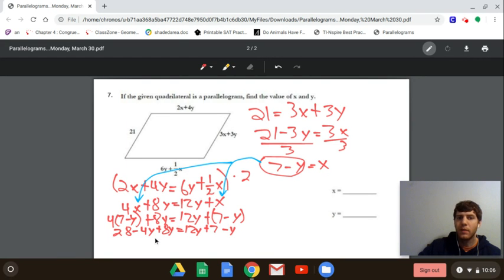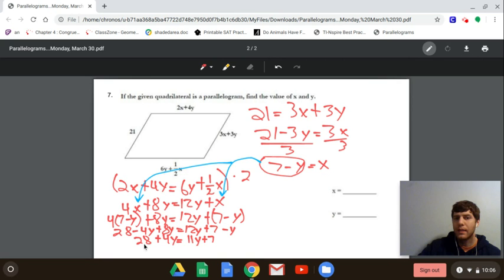We can then combine like terms. So on this side, we have 28. Negative 4y plus 8y is a positive 4y. 12y minus y is 11y plus 7.